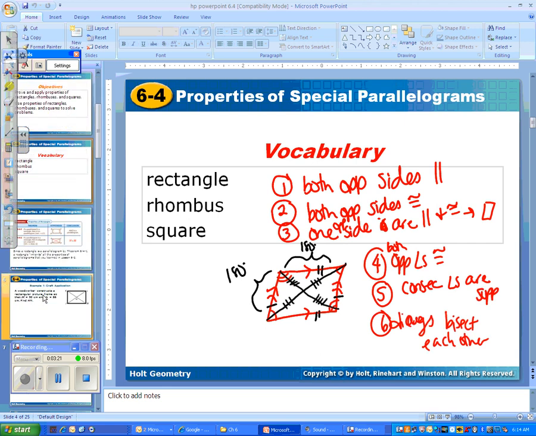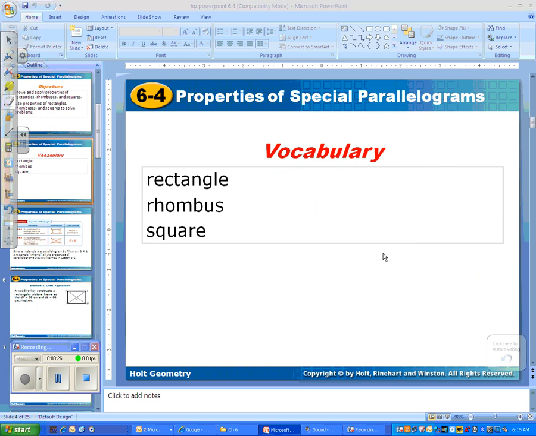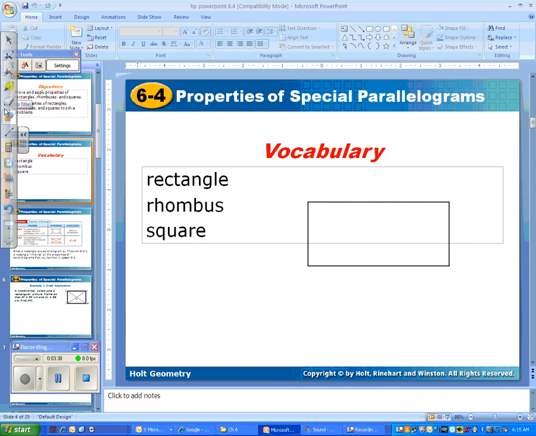So let's talk about the rectangle first. If you look at a rectangle, all those 6 properties of parallelograms are true. The other thing that makes it stand out, the definition of a rectangle, is that it has 4 congruent angles, which are 90 degrees. So this will be 90, this will be 90, this will be 90, and this will be 90. That's the definition of a rectangle. That's what makes a rectangle a rectangle.